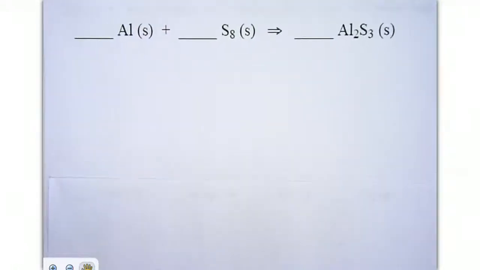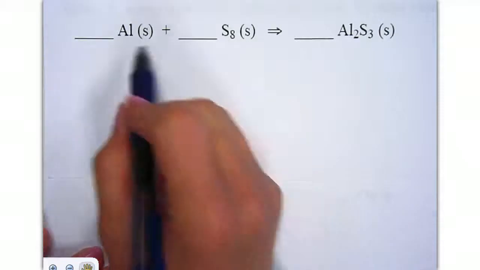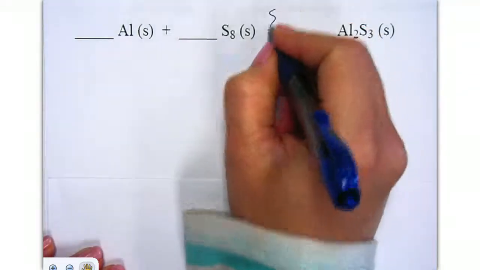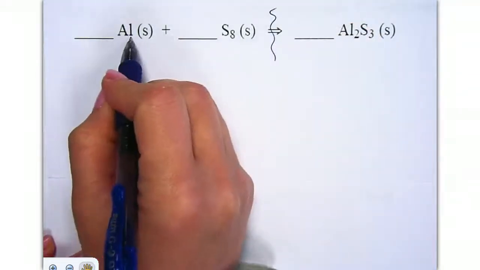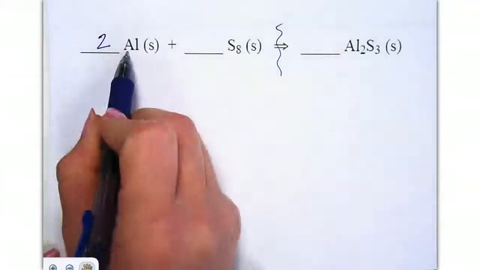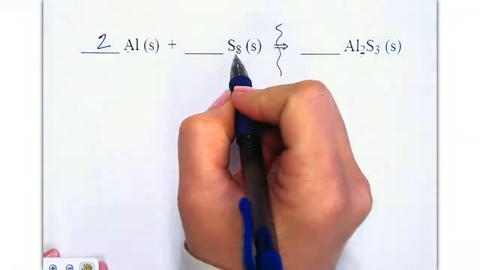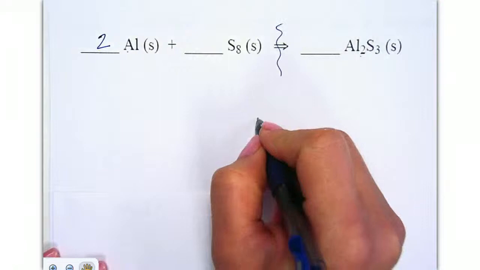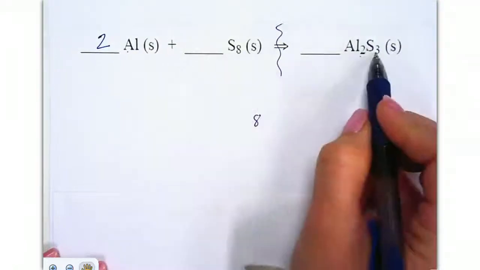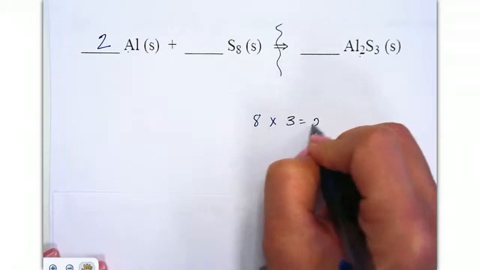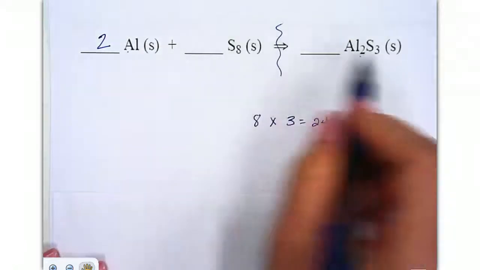Aluminum plus sulfur yields aluminum sulfide, and the S's in parentheses just mean that these are each solids and it has nothing to do with our balancing. So here's my arrow. On the left side I have 1 aluminum, on the right side I have 2 aluminums, and so I needed 2 here to have 2 aluminums, 2 aluminums. On the left side I have 8 sulfurs, on the right side I have 3. The best thing to do when you have a number like 8 and 3 is to find their common factor. 8 times 3 equals 24, so I want to have 24 sulfurs on both sides.